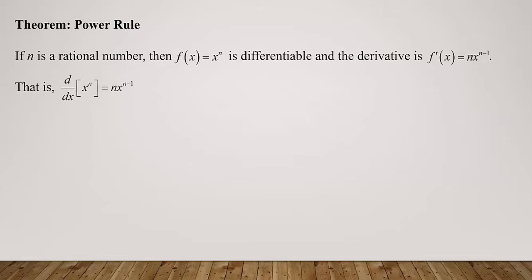So the power rule states if n is a rational number, then the function f of x equals x to the n. That function is differentiable, and the derivative is f prime of x equals n times x to the n minus 1. I could have written that down as d dx of x to the n equals n times x to the n minus 1, because just reviewing that notation, the d dx notation just means the derivative with respect to x of x to the n is n times x to the n minus 1.